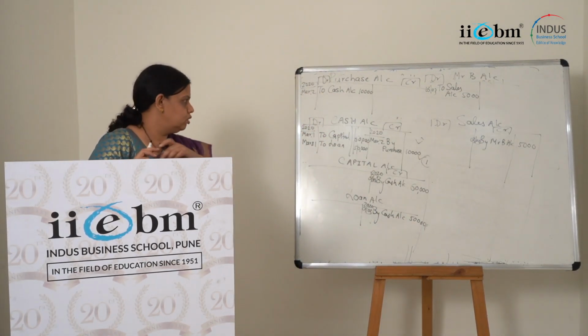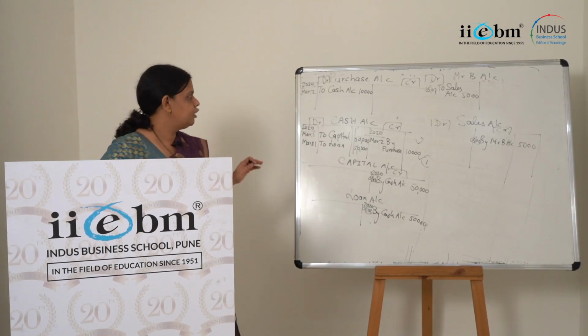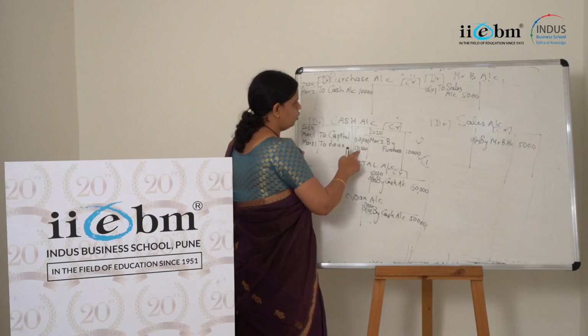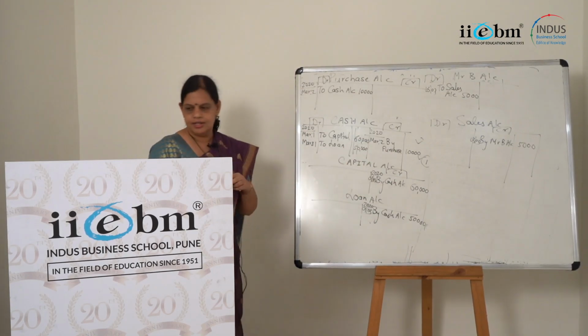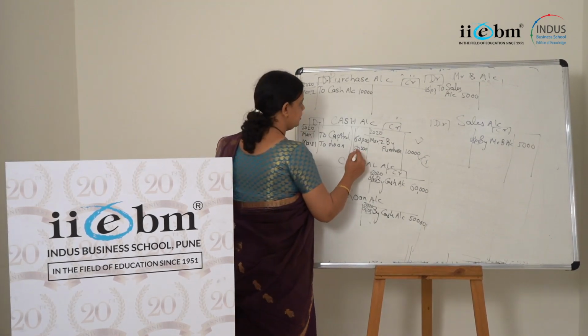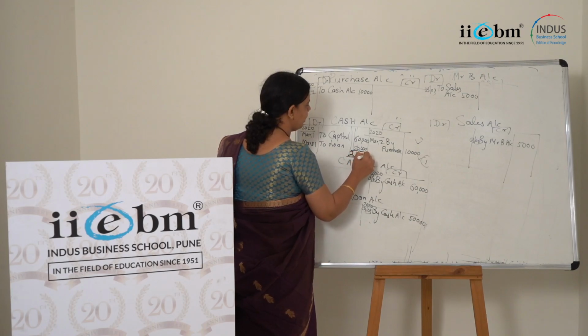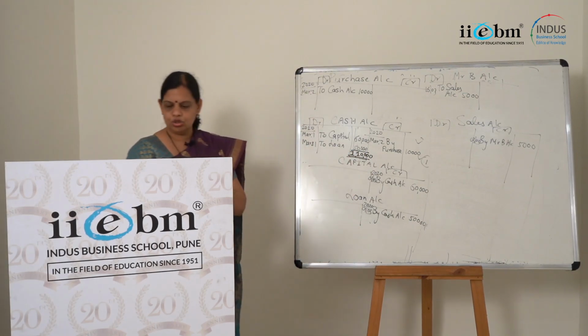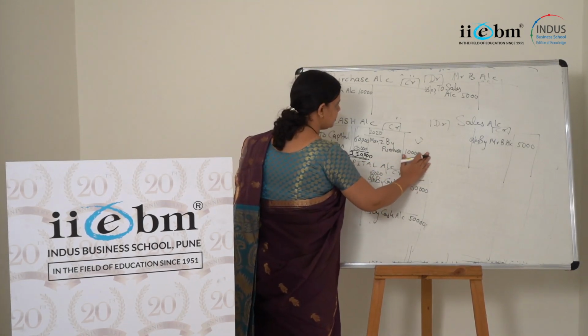Now I can do the closing. What is closing? Step 1. Make the total of both the sides. Now if I refer to cash account, what is the total of debit side? 60,000 plus 50,000. So total is coming as 1,10,000. What is the total of your credit side? It is just 10,000.